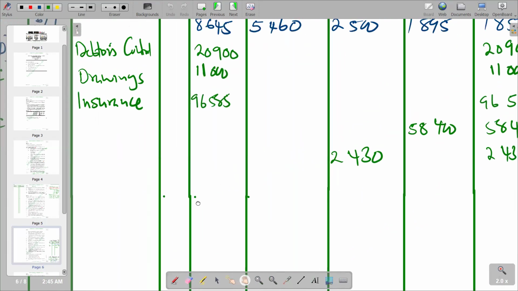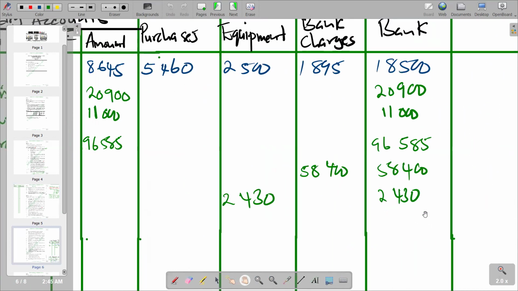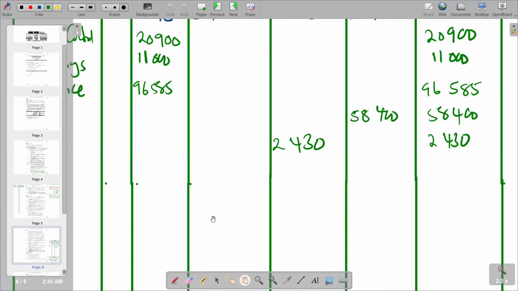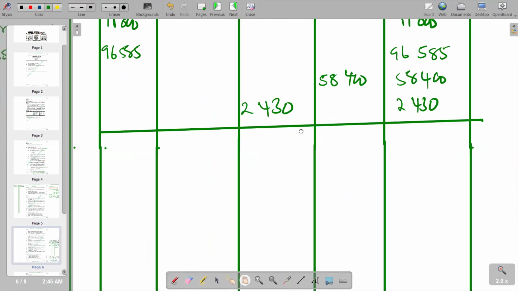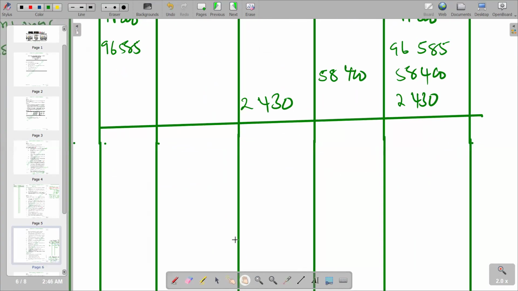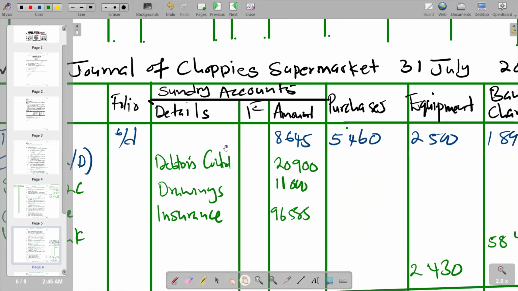What we are saying is we are going to put our double line starting from the amount column to the bank column so that we can put all the totals. So we come here, we put our line. This is our last column, so we can just put another line so that we can leave our double line. So this is what we have in terms of the cash payment journal. So these are our cash payments.